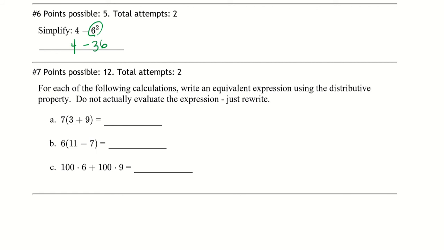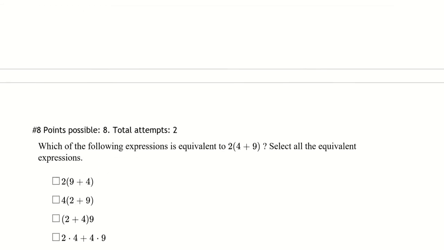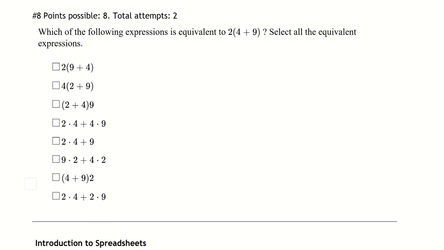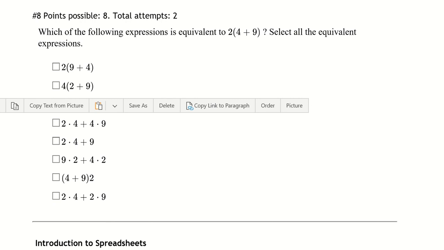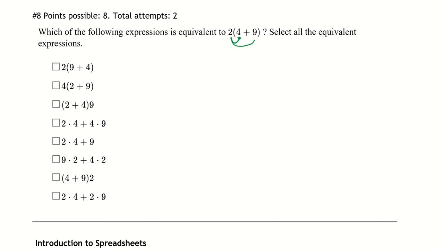So for number 6, exponents first. And now I do 4 minus 36, or if I need to, I'm going to rewrite it. And 36 is bigger, it's negative, so negative 32. The different signs, that's how I know to subtract. So if we're looking at distributive property, that means I'm taking that 2, multiplying it to both sides. All right, so 2 times 4, and I'm adding that to 2 times 9.